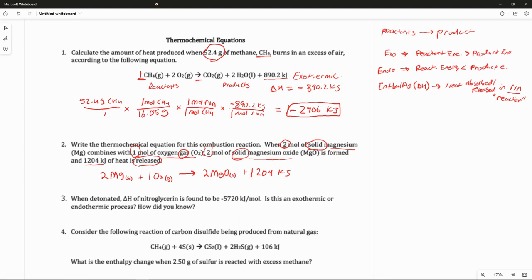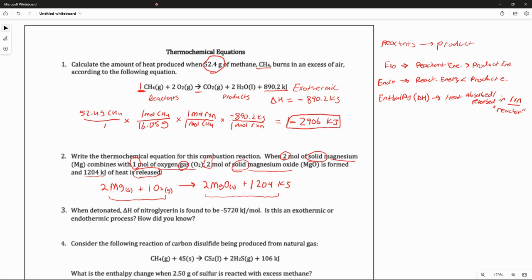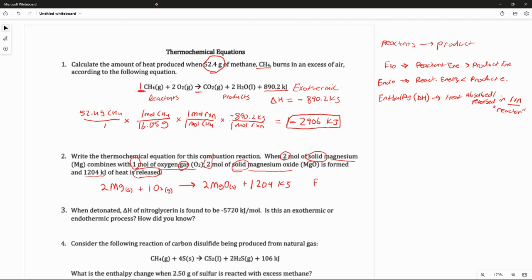And as a bonus, let's see if this is endothermic or exothermic. As we calculated or discussed in question 1, the number of heat released is on the product side. And if the product side has the heat, that means that heat was released from this equation. So the energy on this part is going to be released when the reaction takes place, and the result will be 2 moles of magnesium oxide and 1204 kilojoules of heat released. So we can conclude that this is in fact an exothermic reaction, and the delta H value, since it's heat released, heat exits, is going to be negative 1204 kilojoules. All right.